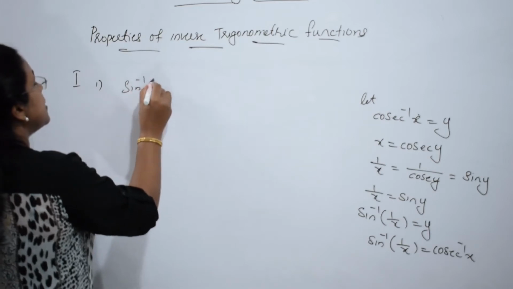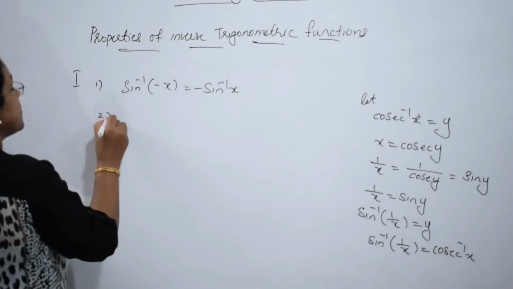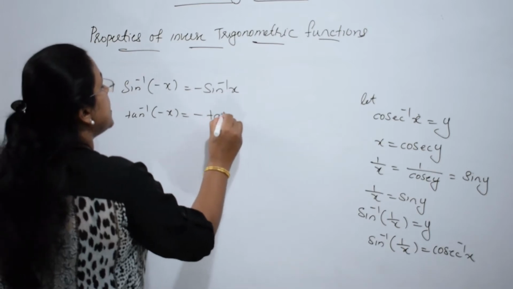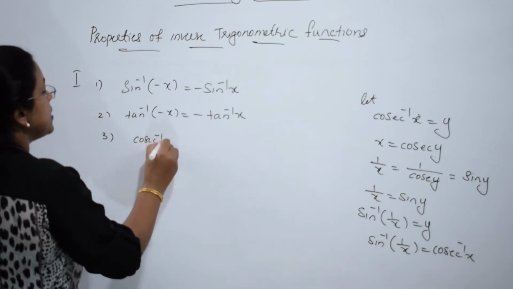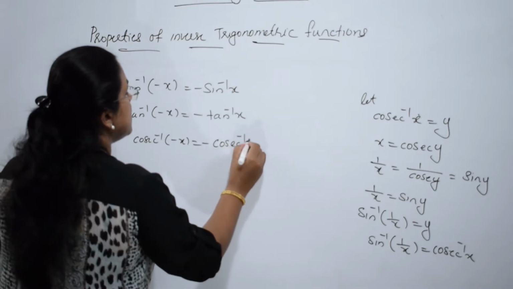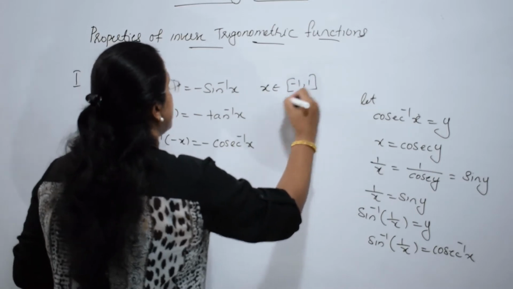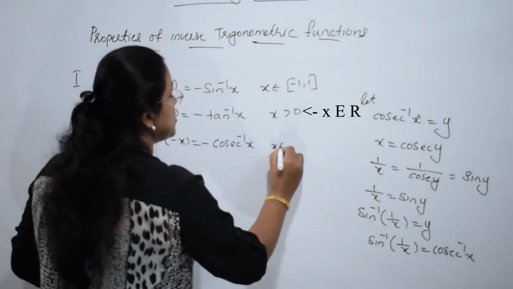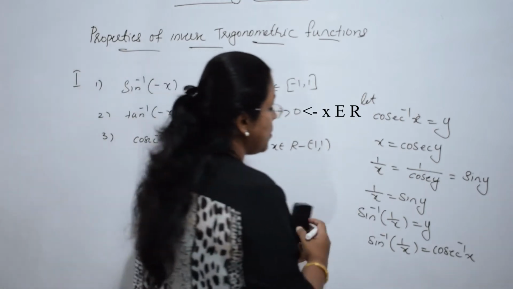Sin inverse minus x is equal to minus sin inverse x. Tan inverse minus x is equal to minus tan inverse x, and cosec inverse minus x is equal to minus cosec inverse x. Here x is an element of minus 1 to 1, here x is greater than 0, and here x is an element of R minus (-1, 1). Write the domains here. Okay.